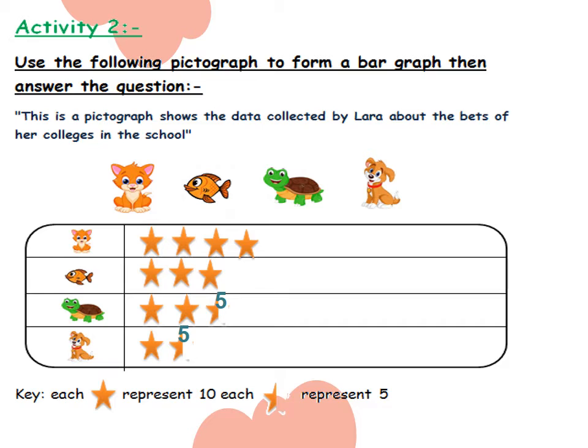Look at the cat. How many students here like the cat? 10, 20, 30, 40. And how many like fish? 10, 20, 30. And how many students like turtle? 10, 20, and 5, which is 25. How many like dogs? 10 and 5, which is 15. Excellent.